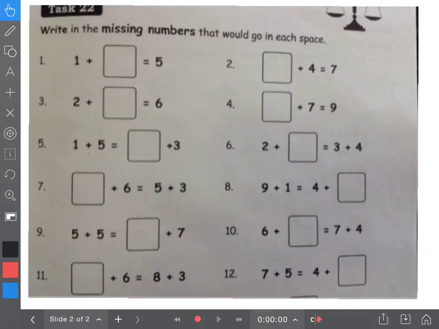How would you work this out? I don't want to know what the answer is. I want to know how you would work it out. How do you find the answer for this one? What do you do? How do you find what's missing in the box? You can use your fingers. You can count in which ways? 1, 2. So, for the first one, Carmelie, how would you work it out? 1 plus what equals 5? How could you work it out?